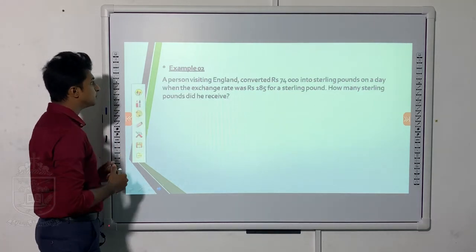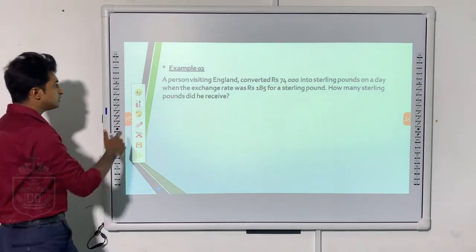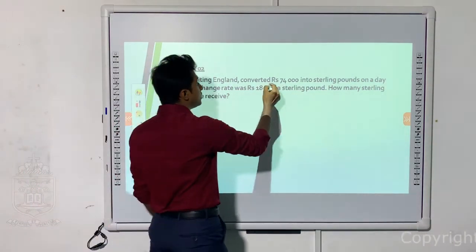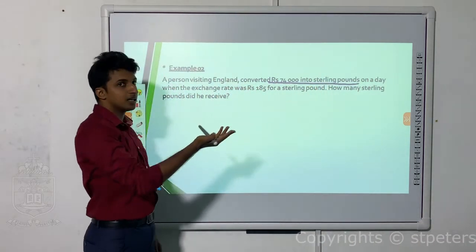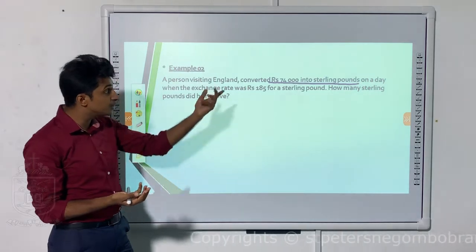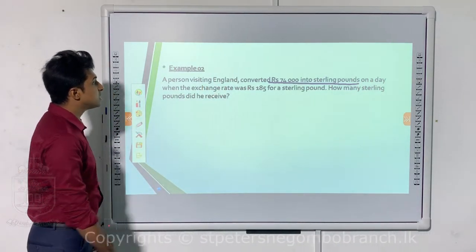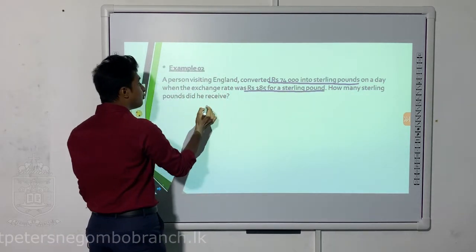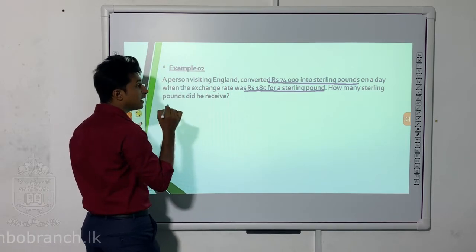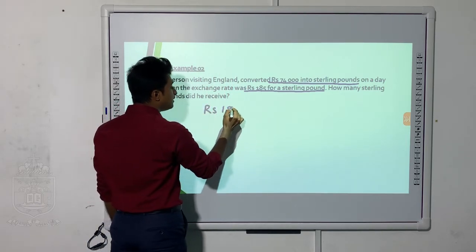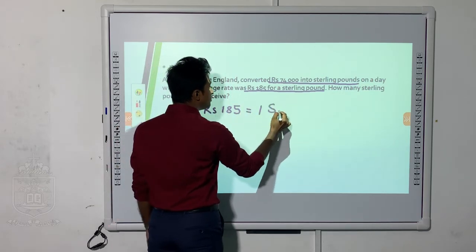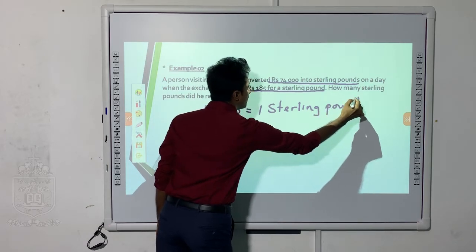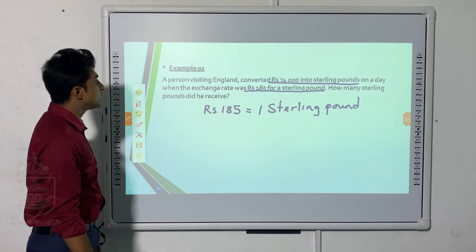Next, example number 2. A person visiting England converted rupees 74,000 into sterling pounds. So he is visiting England. So the Sri Lankan amount he has should be converted to sterling pounds on a day when the exchange rate was 181 for a sterling pound. That means rupees 181 will be 1 sterling pound.